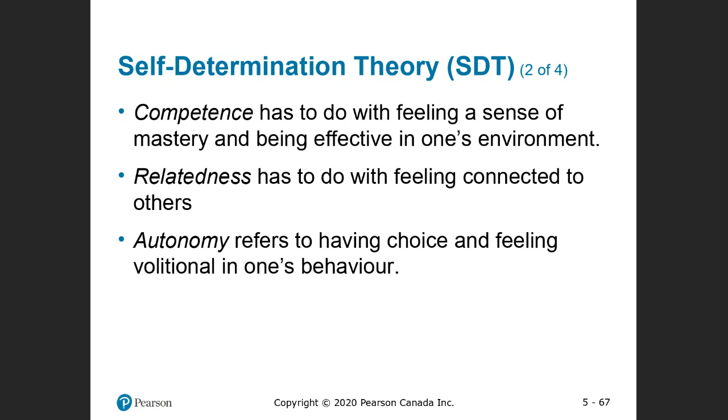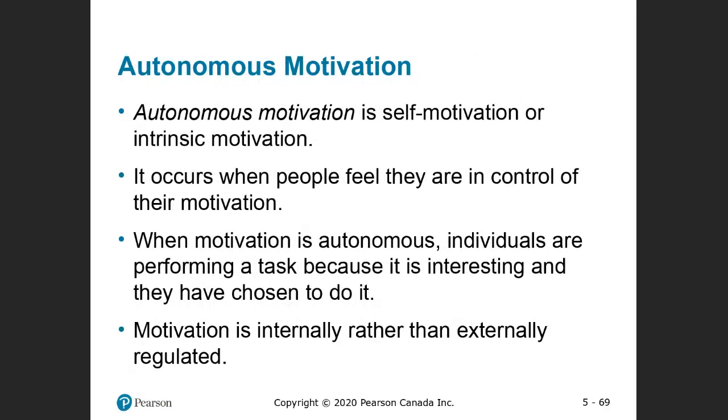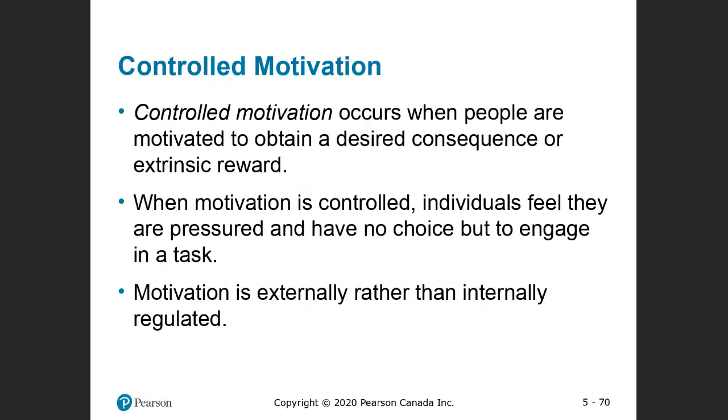And then the third one talks about autonomy, the feeling that I'm in control. I have the choice. I do things, I'm internal rather than external, right? So the competence, the relatedness, and the autonomy, these three psychological needs also determine what kind of motivation you have. Either we have this autonomous motivation, which is more self-motivated or intrinsically motivated when they feel they are in control. So this will be autonomous motivation from internal rather than from external. And the second type of motivation would be controlled motivation, when you are motivated to achieve something, desired consequences or external rewards.